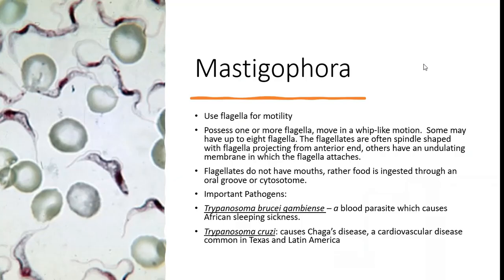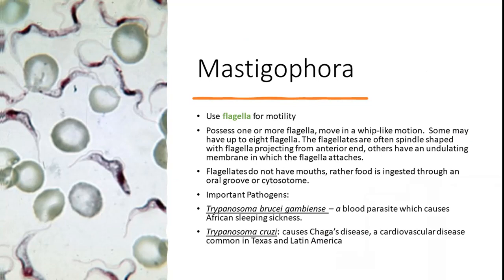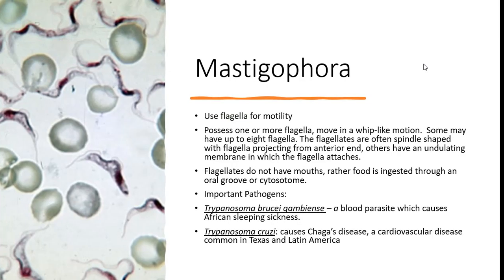So the first group is the Mastigophora. They use flagella for motility, and they can possess more than one flagella. Might be one, might be more. And because these are eukaryotic organisms, remember how flagella move in eukaryotic organisms. It goes back and forth in a whip-like motion.